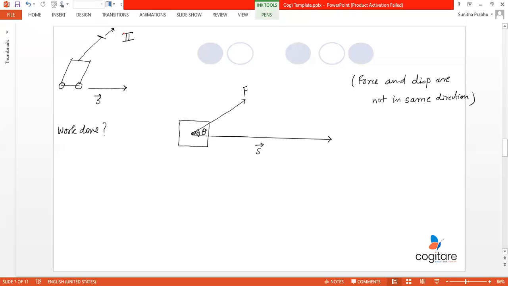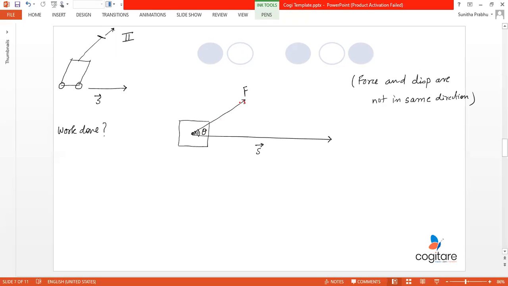Okay, I will teach you that. You are almost in the right direction. Please pay attention, guys, all of you. Here, you will say, I am applying a force, and force and displacement are not in the same direction, they are having theta.